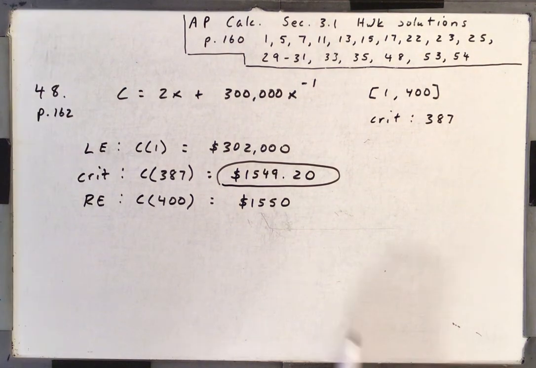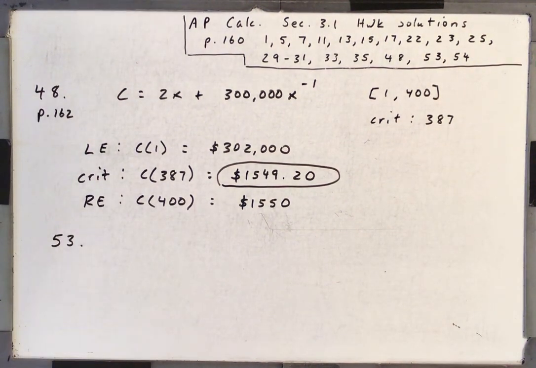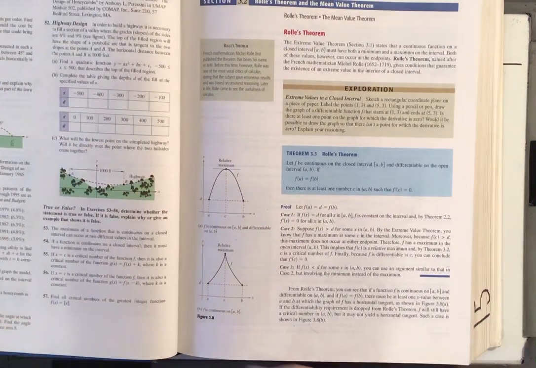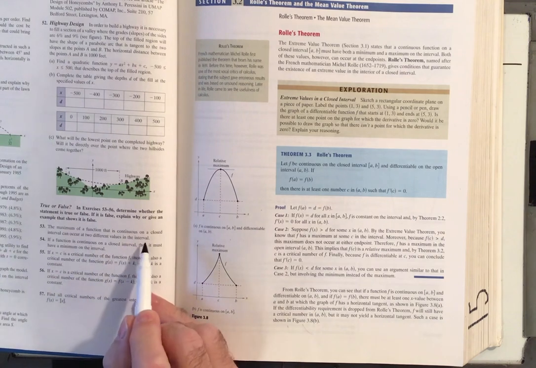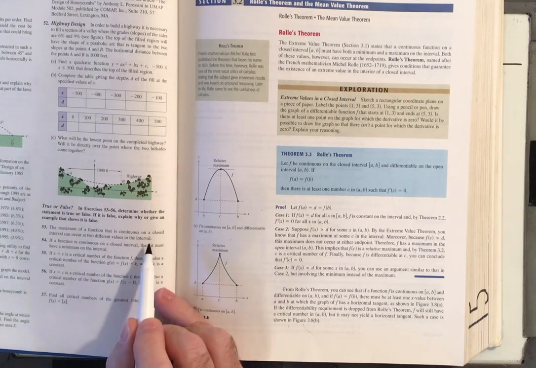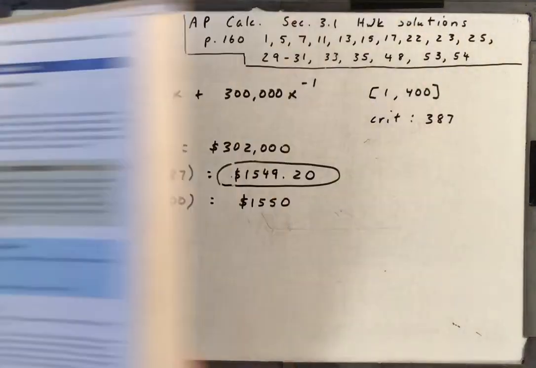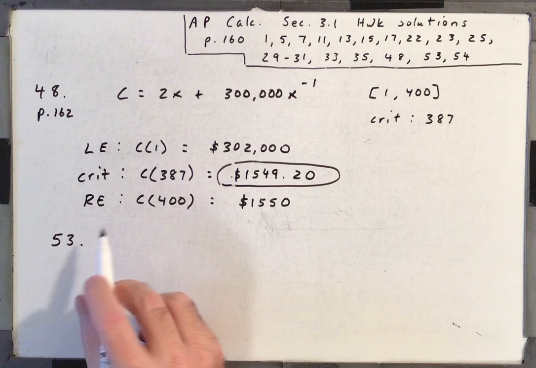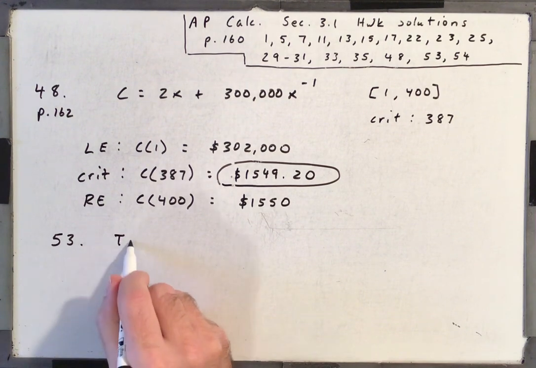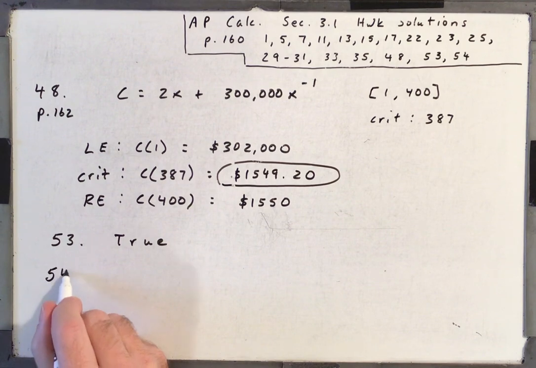Okay, this super long video is almost done. 53. True and false, it says the maximum of a function that is continuous on a closed interval can occur at 2 different values in the interval. Well, that's true. You can have a max occur. We even did that in our homework. We had some ties, right? So you can have a max occur twice, 3 times, infinite number of times.